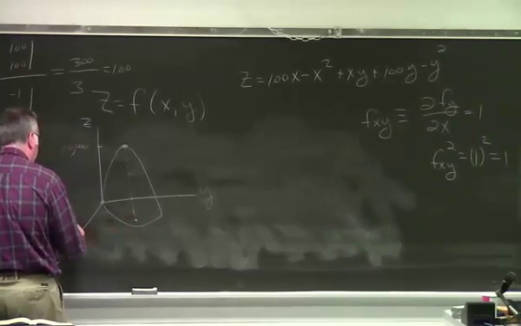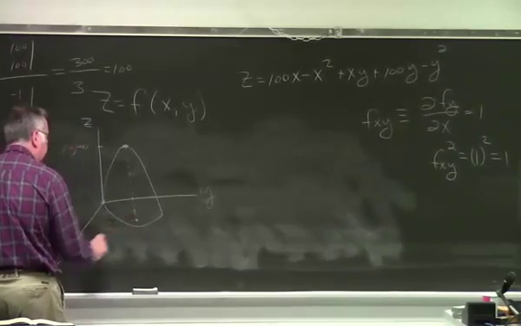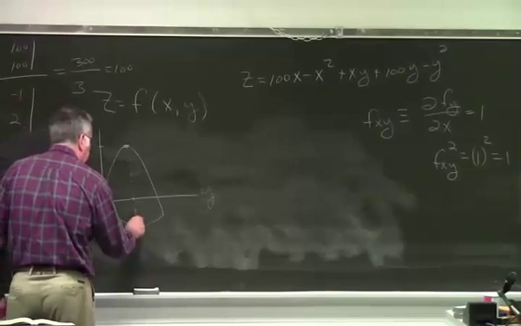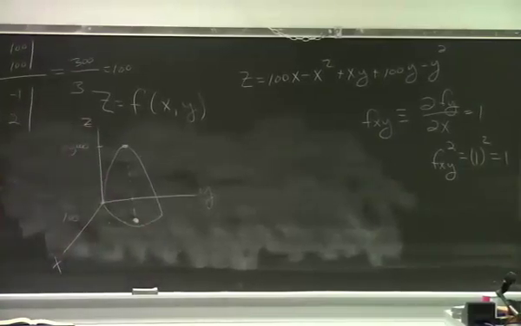Or your x value, I'm sorry. So this point here is the x and y values are each 100. And then you go up, and the height of this is 10,000. So it's kind of a rough picture of what it looks like.